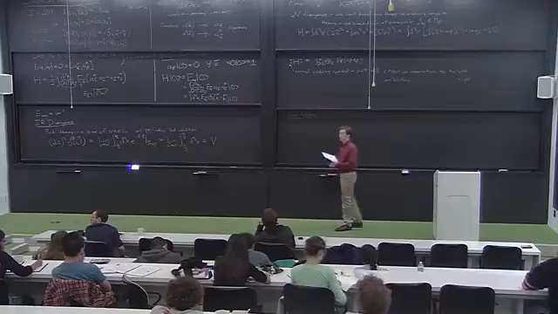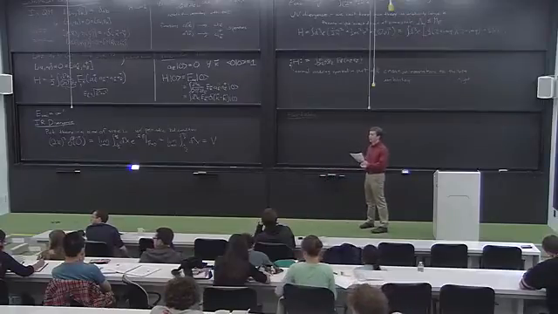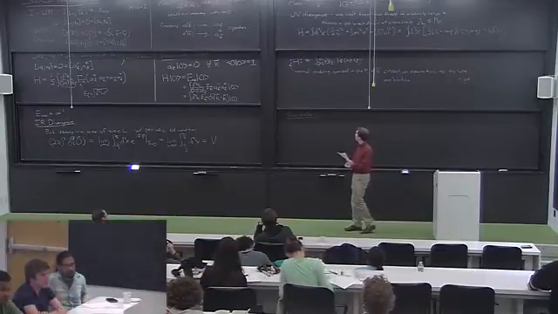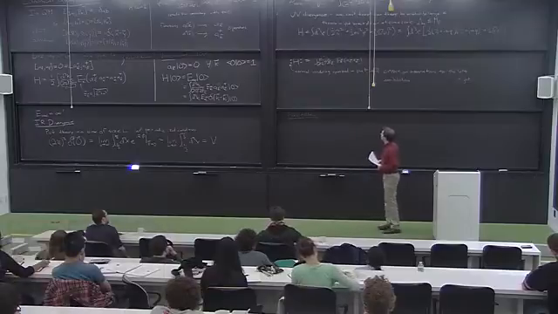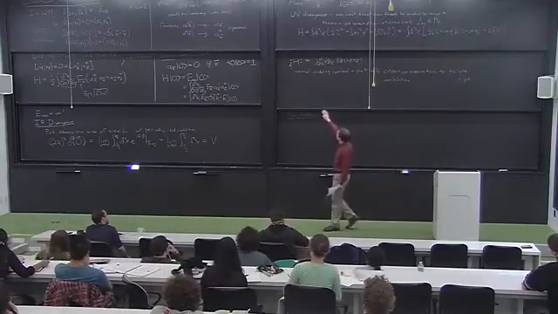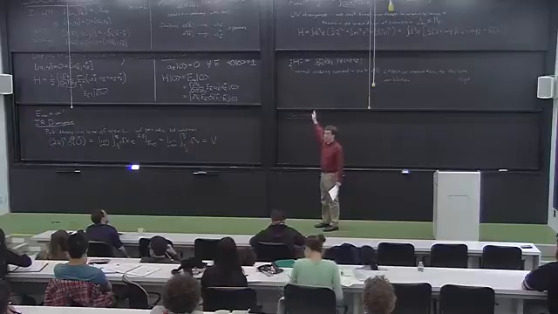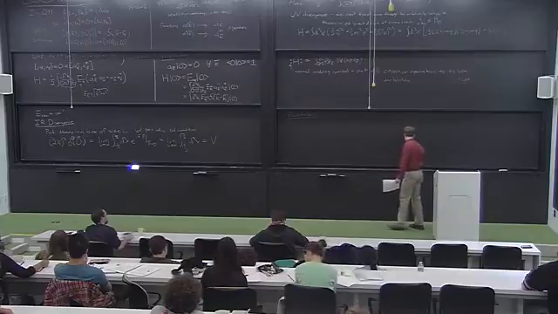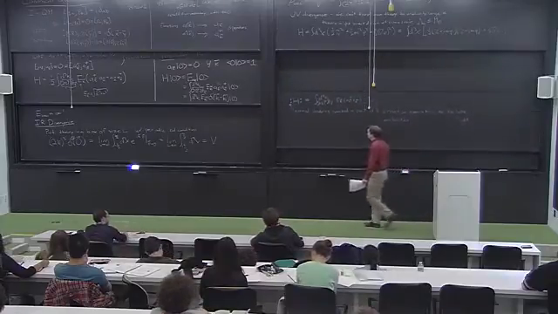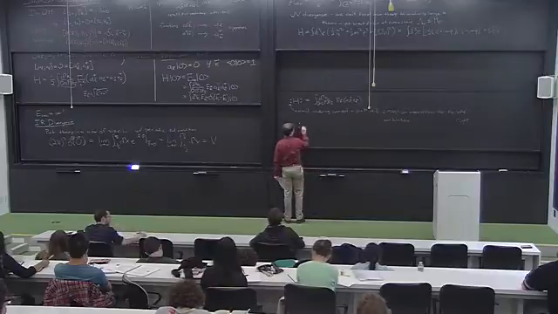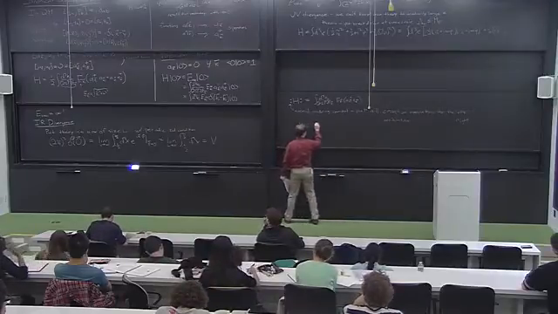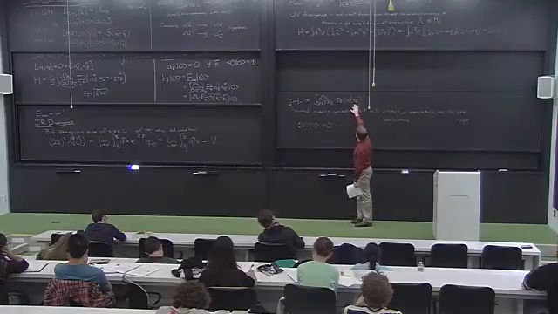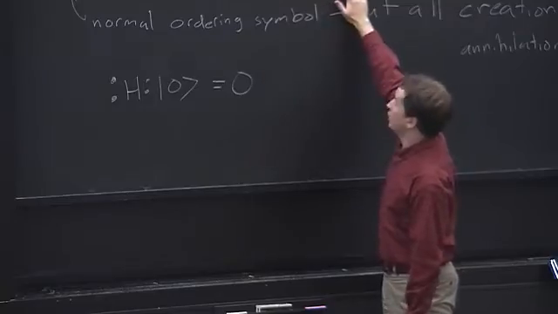So you're saying that if you now measure the energy of the vacuum with this new H, then it's 0? That's right. So if we take the normal ordered Hamiltonian and act with it on the vacuum, we get 0, just because ak acting on the vacuum is 0.